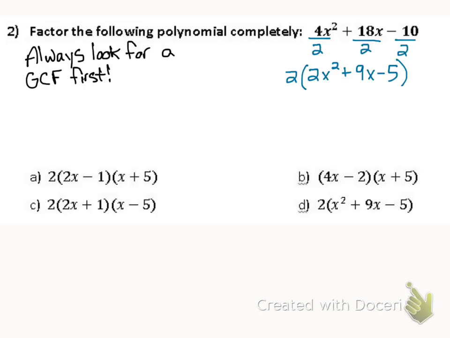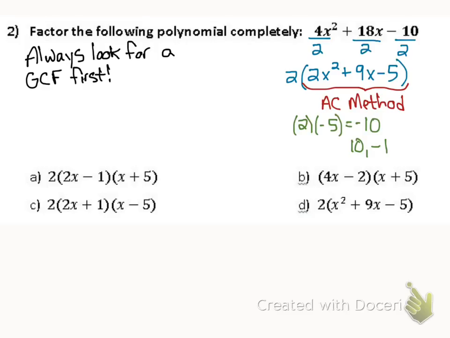Now this is one of the options shown, but this isn't completely factored yet. The quadratic trinomial inside the parentheses can be further factored using the AC method. We would start by multiplying 2 and negative 5 together to give us negative 10. Then we want to choose the two numbers that multiply to negative 10 and add to positive 9. That would be 10 and negative 1.